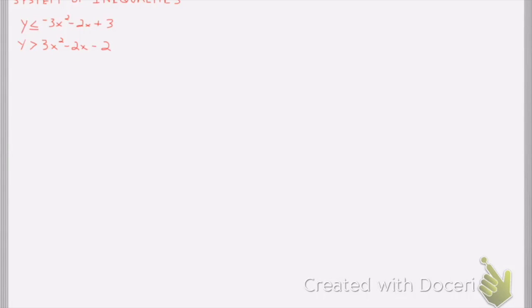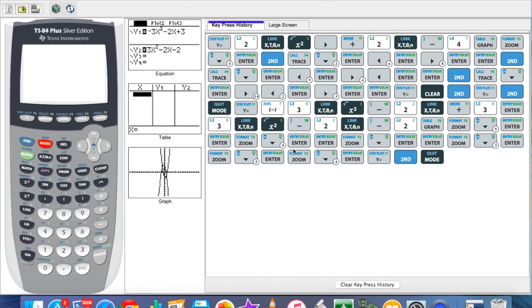Alright, so in this video, we're going to go over how to solve the system of inequalities using our calculators. For the question, y is less than or equal to negative 3x squared minus 2x plus 3, and y is greater than 3x squared minus 2x minus 2, we are going to find the solution of this inequality that is the same for both of them.